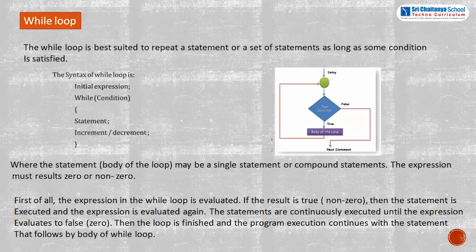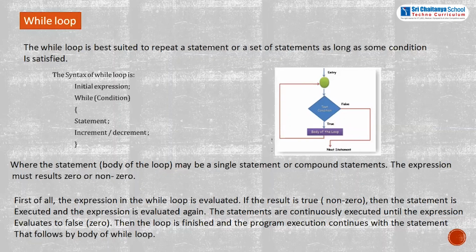Now let's move on to the next type of loop, which is your while loop. Remember the three parameters: initialization, condition, and increment or decrement. The only thing which is going to change is where we place all these three parameters. Come, let's see. The while loop is best suited to repeat a statement or a set of statements as long as some condition is satisfied.